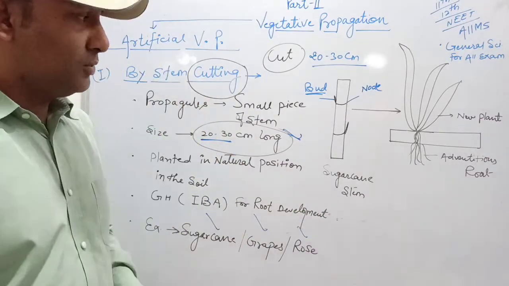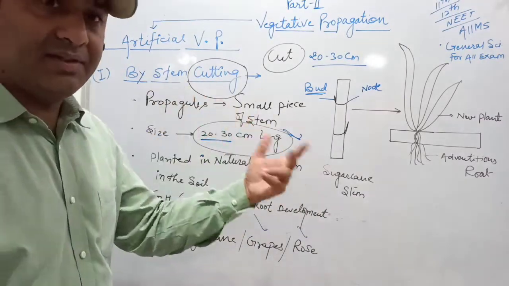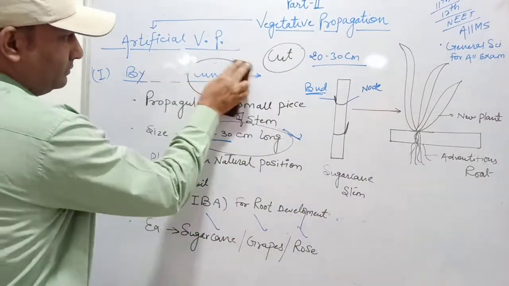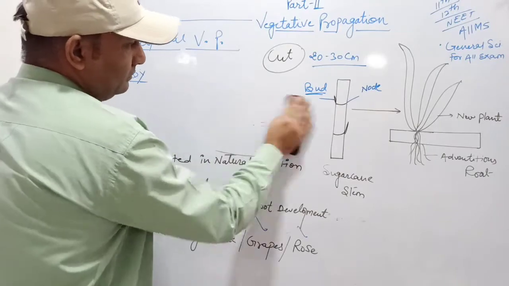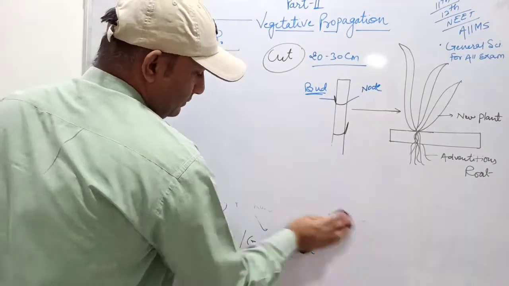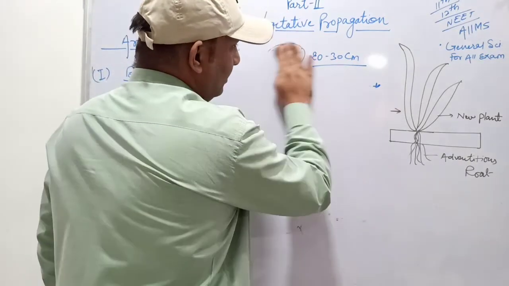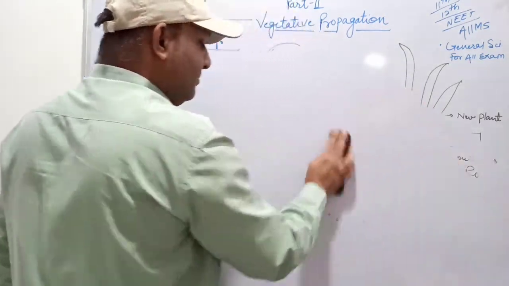So this is the process by which we obtain a new plant with the help of stem cutting. Now the next process is by root cutting, and then by leaf cutting. All are the same process.